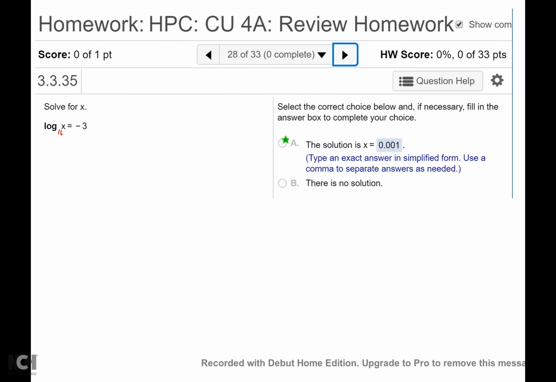Okay, so now if I do this one, roll the log and the base moves over. When the log rolls over, the base moves over. So x equals 10 to the negative third, which as a decimal would be 0.001. Or you could have written it as 1 over 10 cubed, which would be 1 over 1,000, which is 0.001. But apparently they want it in decimal form.